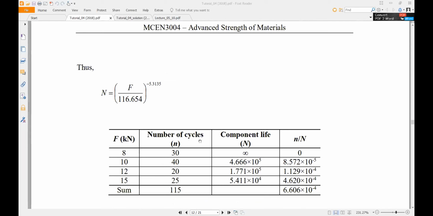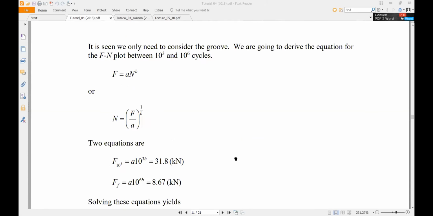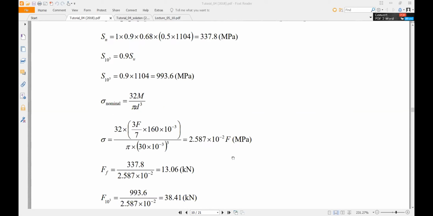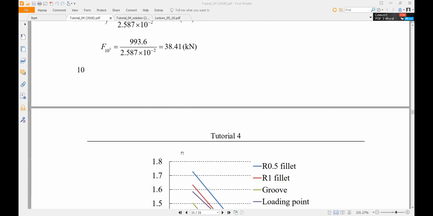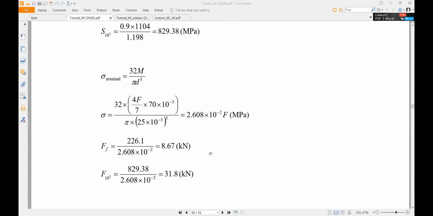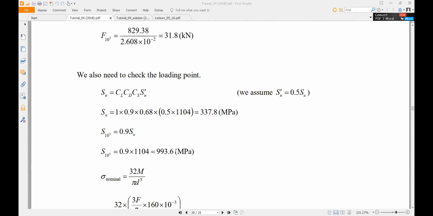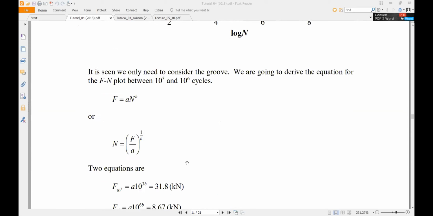But with this calculation, you can see here the loading point. For 10³, the SN value is 13.06. At the groove, what is the value? This is 8.67. Okay, 8.67. This is 13.06.